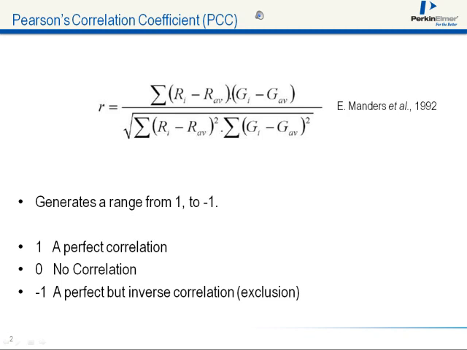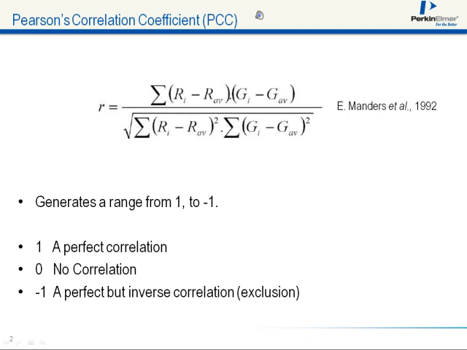This is Pearson's correlation coefficient, which was introduced to microscopy in '92 by Eric Manders. It looks very intimidating, but it's actually a really simple equation, and it's a great way of demonstrating a statistical relationship between two images. The numerator is the red intensity minus red average multiplied by green intensity minus green average. The denominator calculates the maximum possible product if the datasets were perfectly correlated.